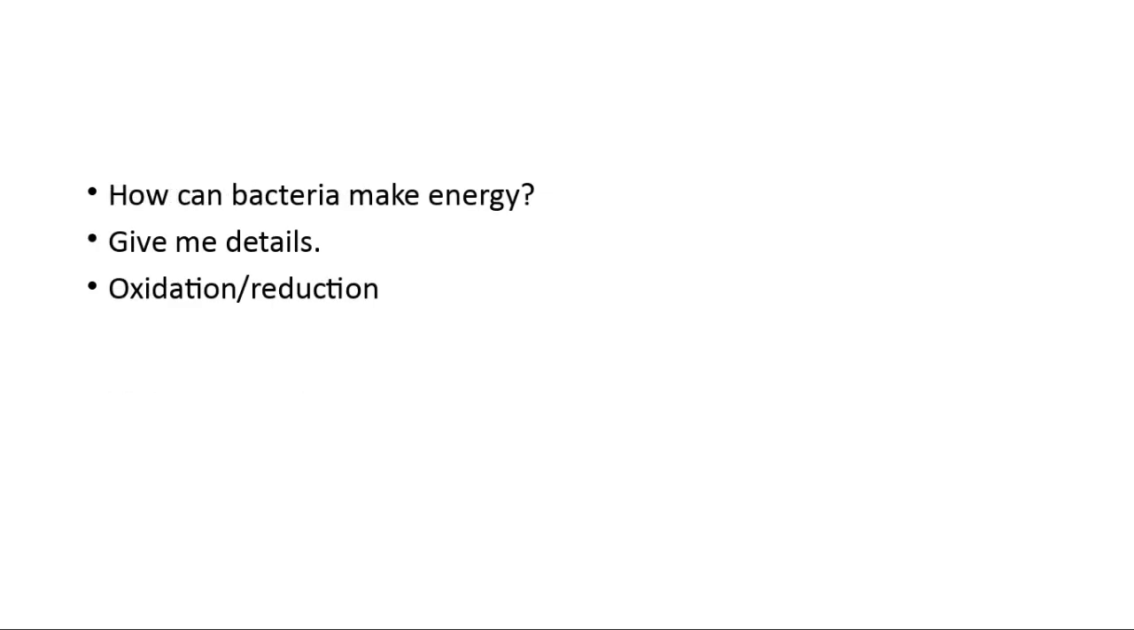When it comes to energy production, we're talking about ATP formation. And we know that bacteria can use aerobic respiration or anaerobic respiration. For aerobic respiration, the process starts off with glycolysis. Remember, 2 ATPs are required to start the process of glycolysis.